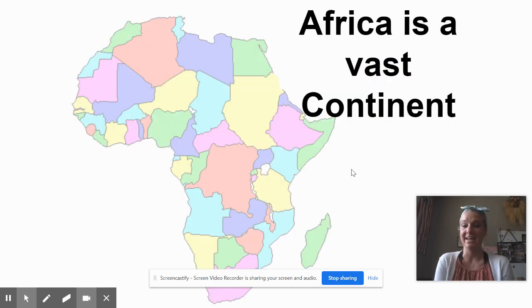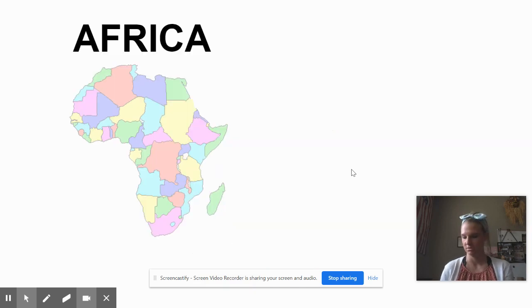Africa is a very vast continent. It's actually the second largest continent of all the continents. So it's very big, and there are a lot of countries in it, not states, but a lot of countries within Africa. So let's proceed on.